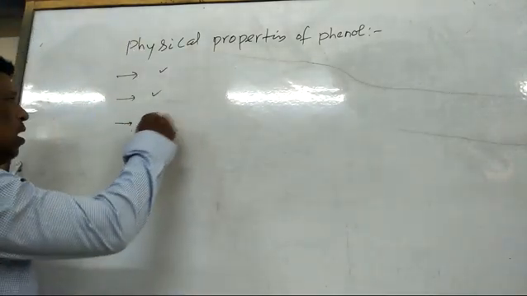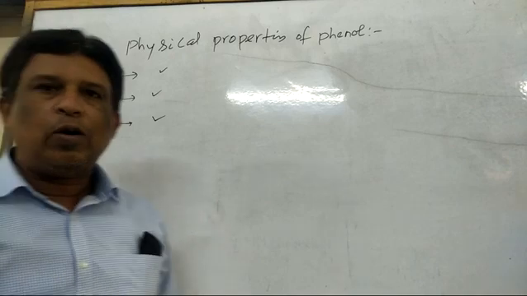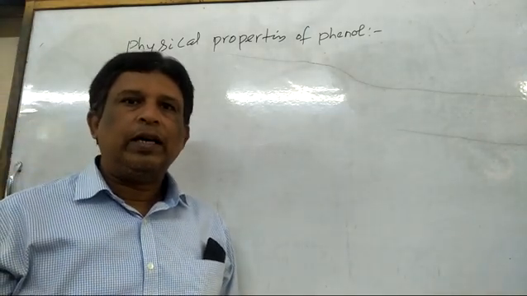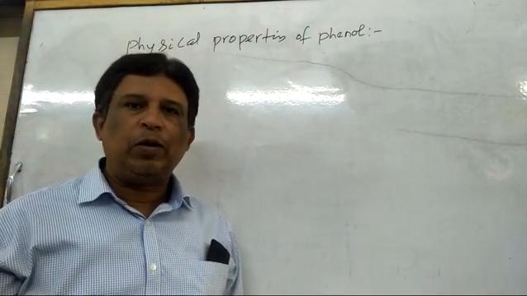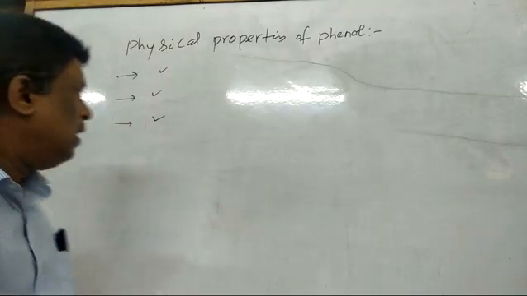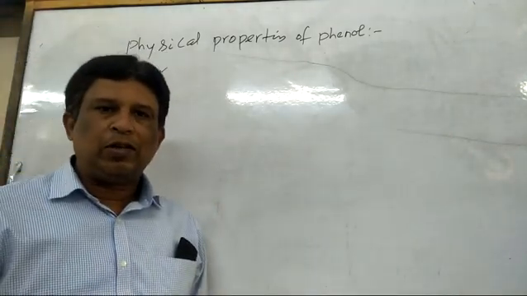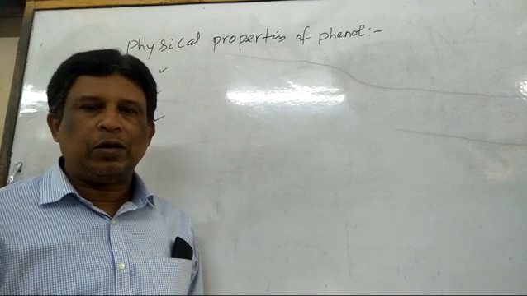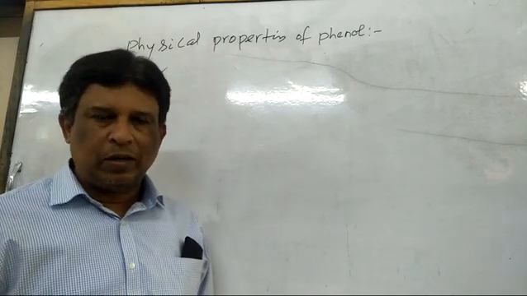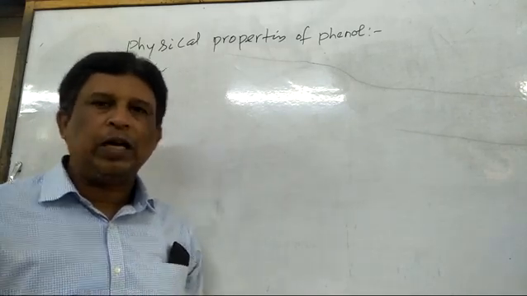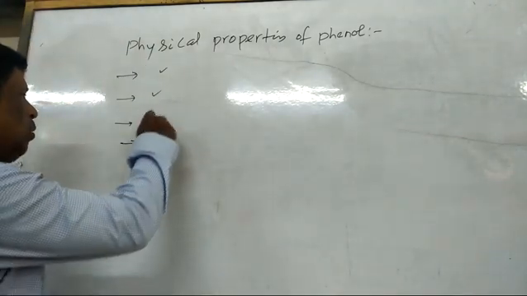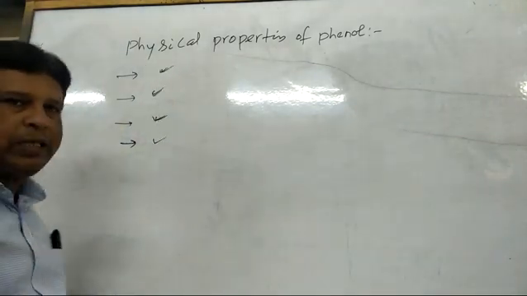Third, phenols have a higher value of boiling point due to the presence of intermolecular hydrogen bonding. Next point is it is highly corrosive in nature and produces a blister when it comes in contact with our skin. These are the 4 points that come under physical property.